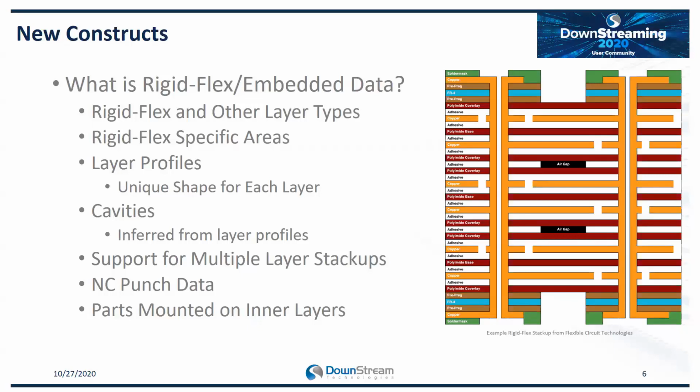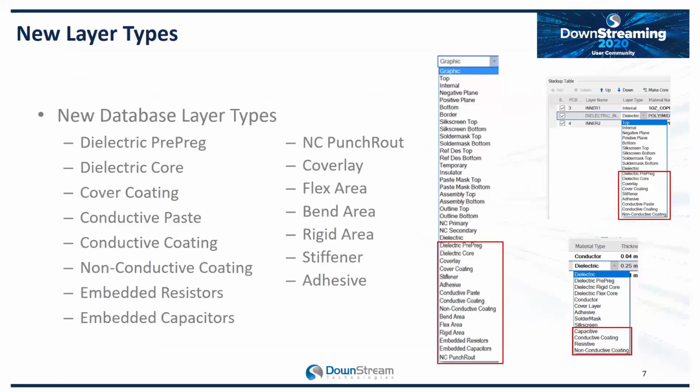One of the things you get with rigid flex designs is you get multiple layer stack-ups. For each region of the design, there's a unique collection of layers or a layer stack-up. That's a rigid section, maybe a flex section, yet another rigid section on the right. We also will get some NC punch data. Some of these flexible layers are not drilled, they're punched. And again, embedded data are parts mounted on inner layers. So we now respect and understand that a part may be on an inner layer.